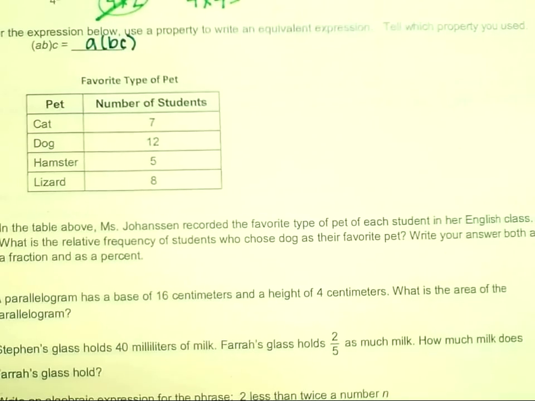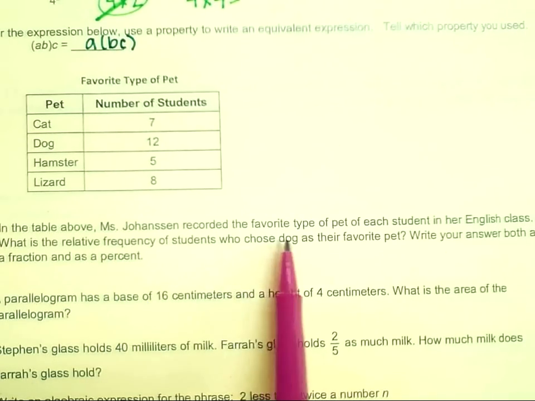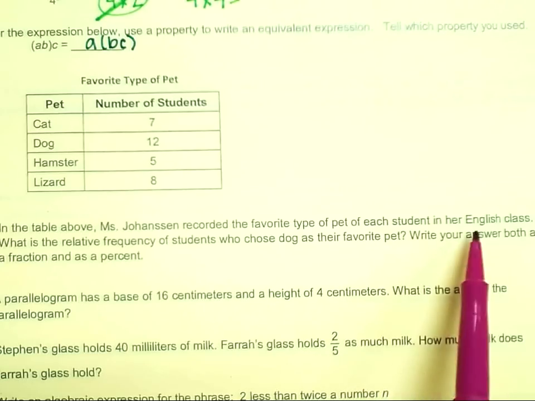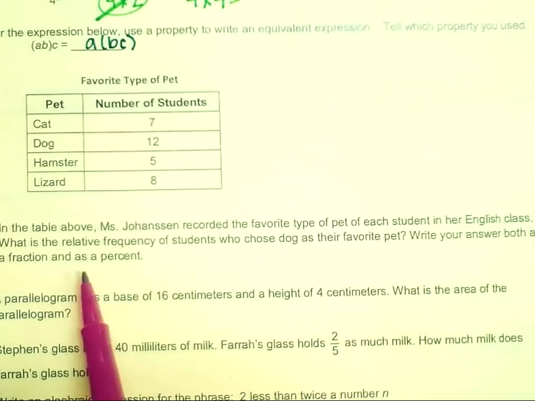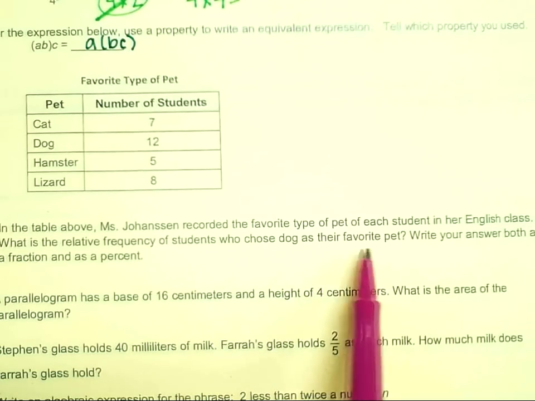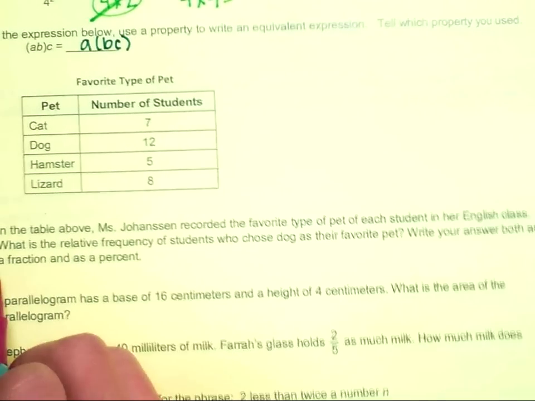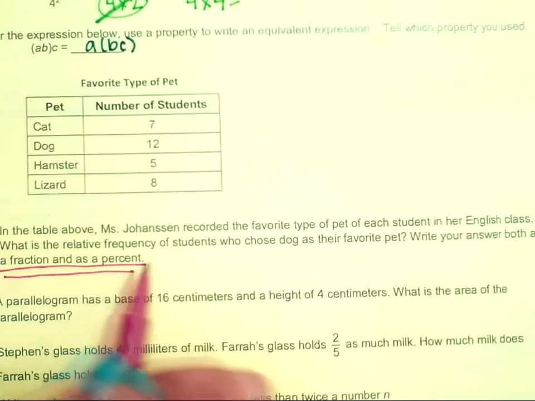Number 6. In the table above, Ms. Johansson recorded the favorite type of pet of each student in her English class. What is the relative frequency of students who chose dog as their favorite pet? Write your answer both as a fraction and as a percent.